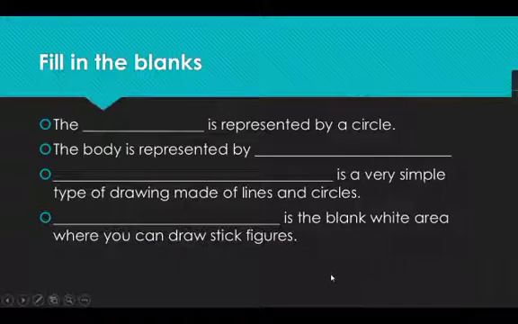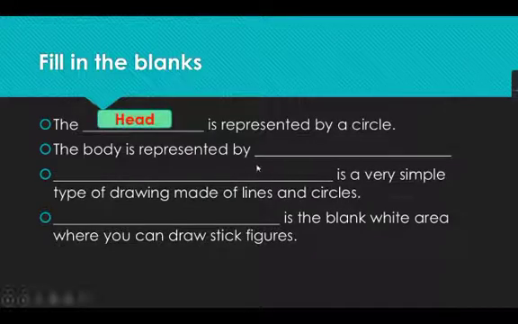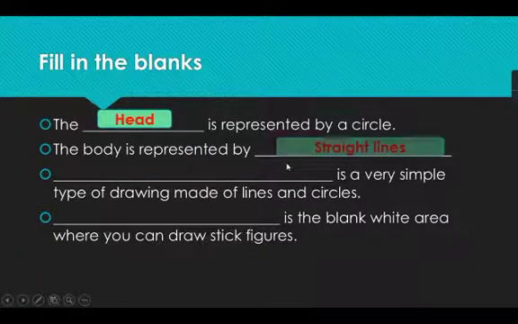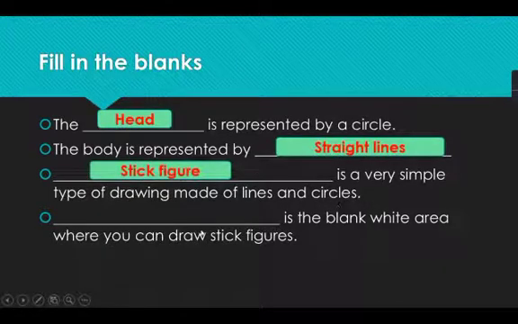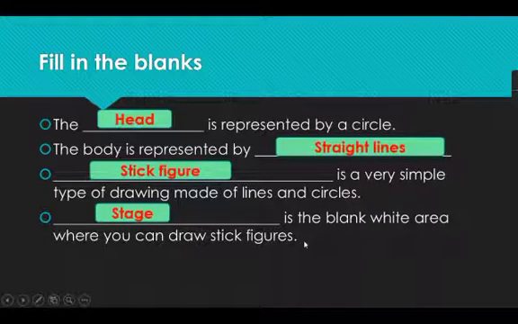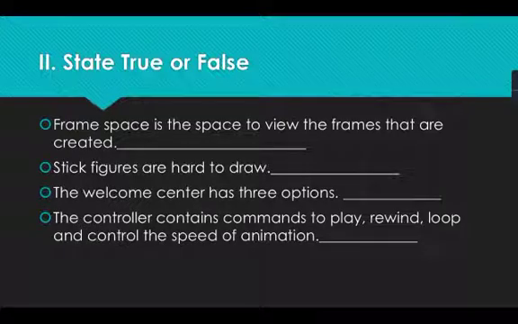Take page number 79. First Roman letter, fill in the blanks. The dash is represented by a circle. In Stykes, what is represented by a circle? Head. The body is represented by straight lines. The dash is a very simple type of drawing made of lines and circles. Stick figure. Dash is a blank white area where you can draw stick figures. Stage.